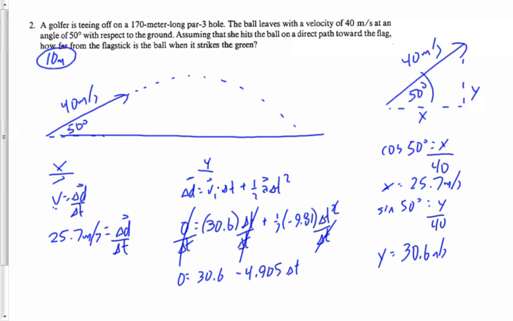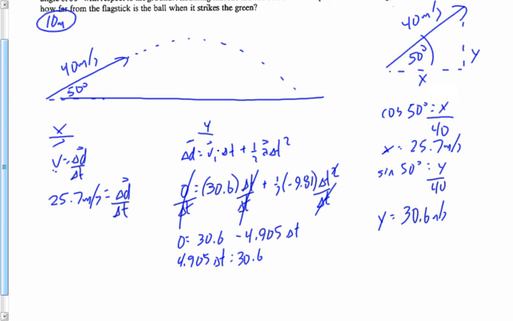The 4.905, we'll take it to the other side by adding, so it becomes positive 4.905 t equals 30.6. And we do the math there, and that should work out to be a time of, what, is it 6.2 seconds-ish? Cassie? 6.2? Which now we're going to turn around and plug that back into there.